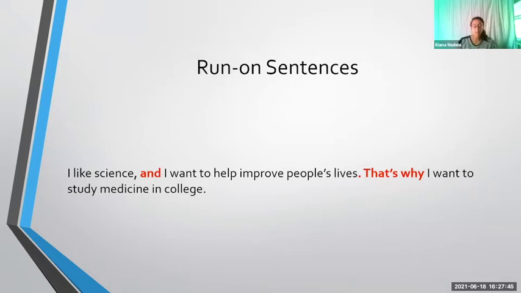So one thing is to improve long sentences, you're right. But since we have a combination of, there's one sentence with two parts and one sentence with one part. Why did I combine the first two parts and not the second two parts? Why not say, I like science, I want to help improve people's lives, and I want to study medicine?